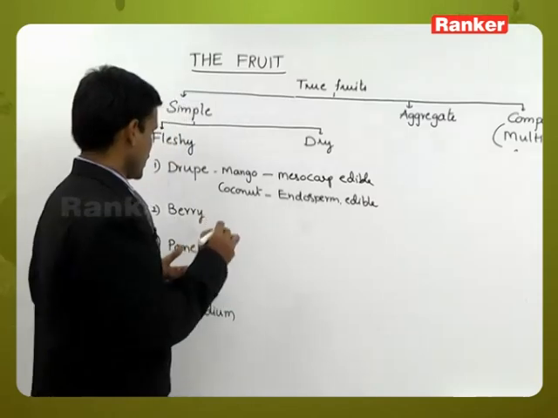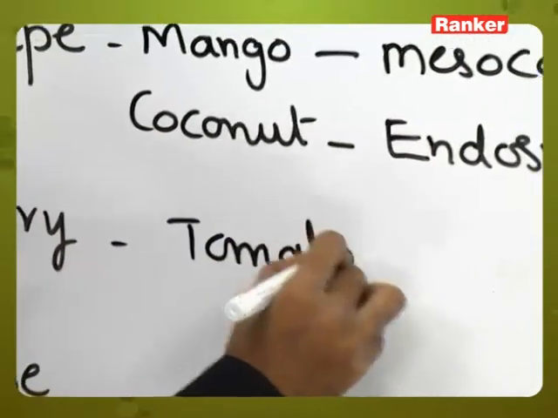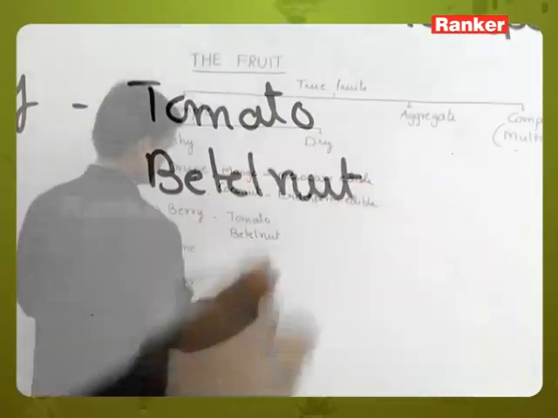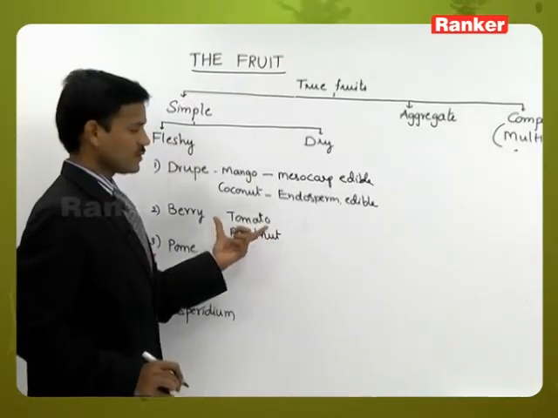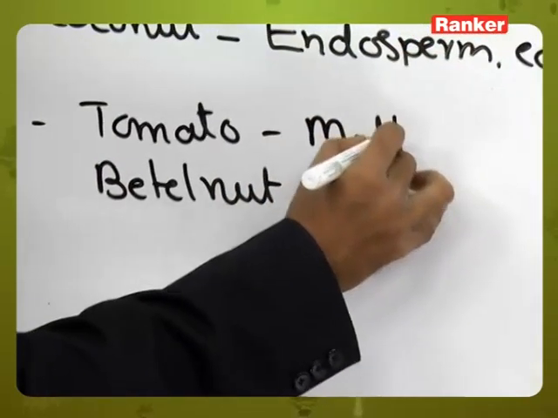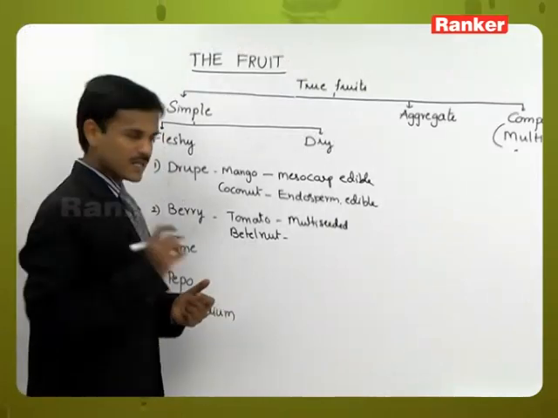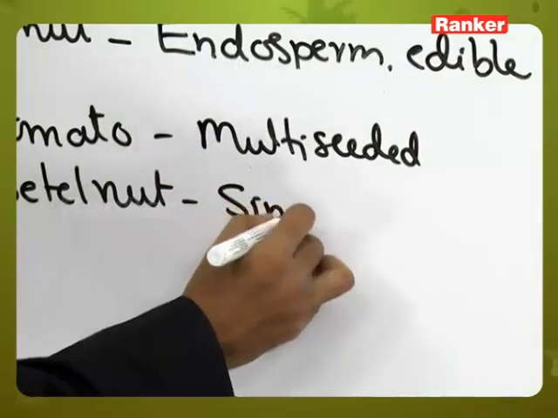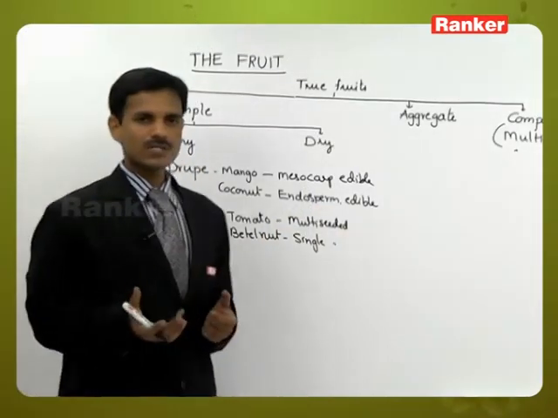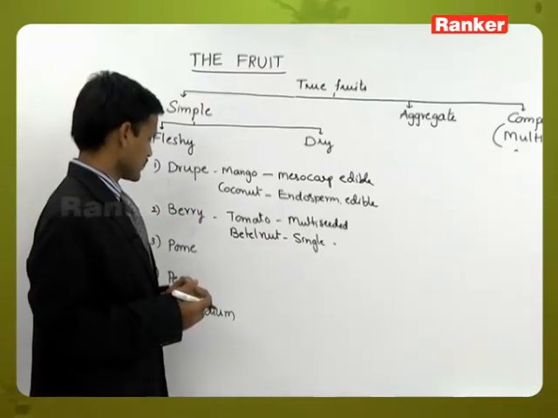But sometimes, here, betel nut. Tomato is also one example. Betel nut is a one-seeded berry, whereas tomato is multi-seeded. Betel nut is single-seeded; only one seed is present. It is also a berry, single-seeded. And brinjal. So many fruits here are berry type of fruits.